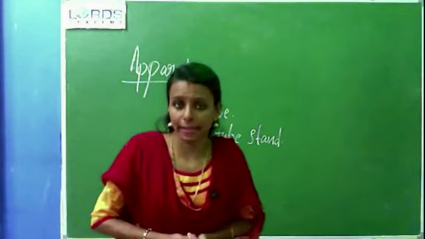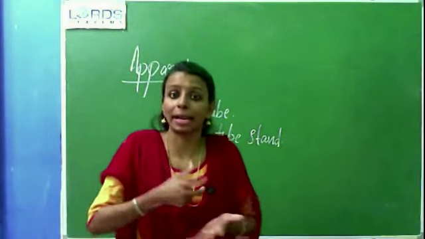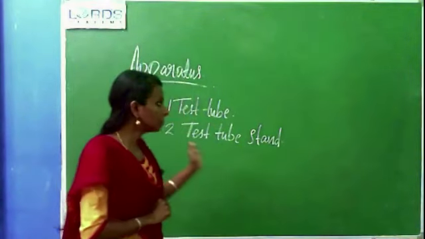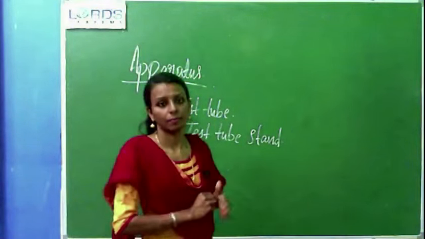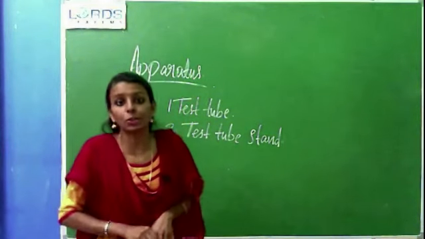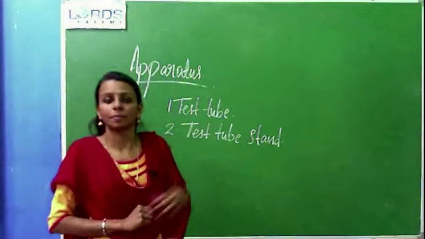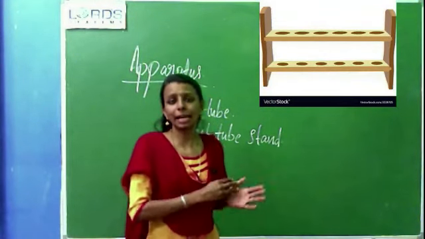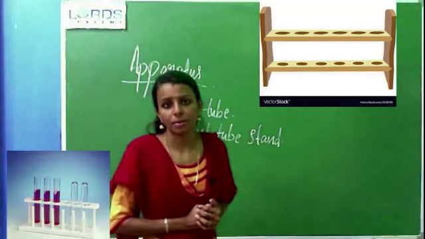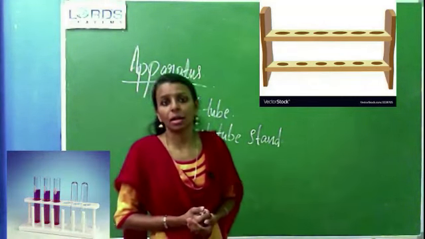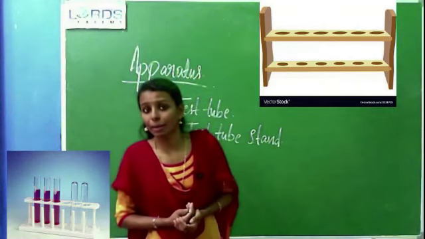What is the use of a pen stand? For keeping the pens in an organized manner. Here, the test tube stand. What is the use of the test tube stand? We can arrange the test tubes in an organized manner. Just look at the picture. We can see two types of test tube stand, plastic test tube stand and wooden test tube stand. Two types of test tube stands are available now.